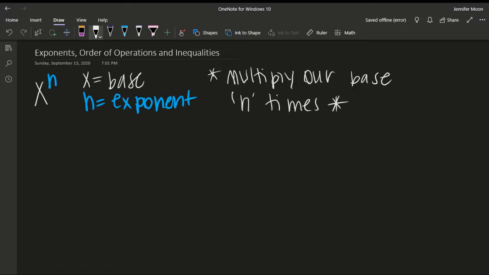An example of that, say we have 2 being squared. That's telling us to multiply our base n times. Our base is 2, our n is 2. It wants us to multiply our base, 2 times 2. And what we would get is 4.